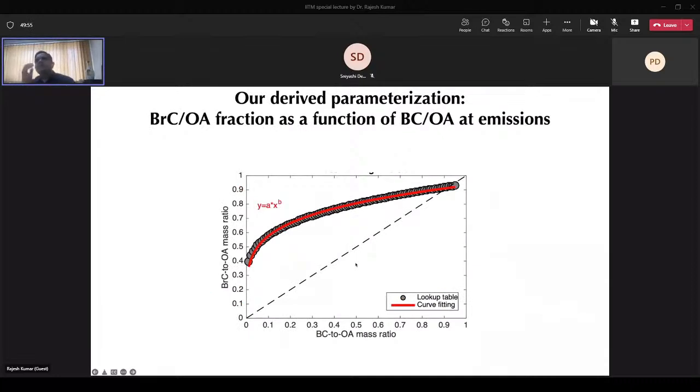This is our derived parameterization for calculating the primary brown carbon emissions, and we calculate it as a function of black carbon to organic aerosol at the time of emissions. And we do this because both the black carbon and organic carbon emissions are available in inventories. So any standard inventory like EDGAR, HTAP, CAMS, or any other emission inventory that exists out there includes both black carbon and organic carbon emissions. And we did a literature survey, and from the literature we developed some lookup tables that fall along these solid circles, and then we did a fit to this line for an easy calculation of brown carbon emissions that we provide as input to the model.